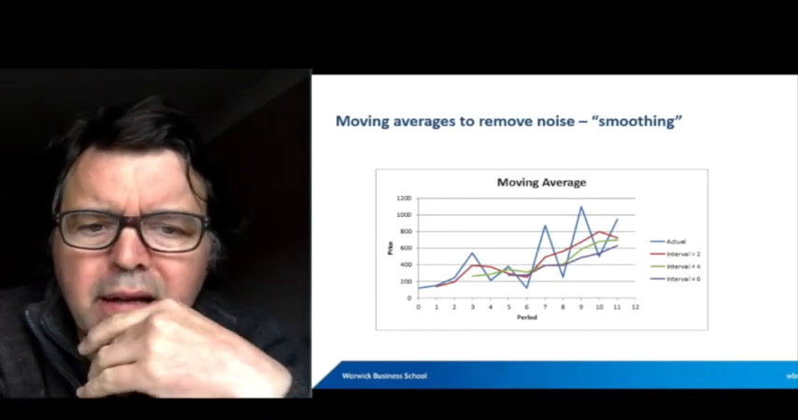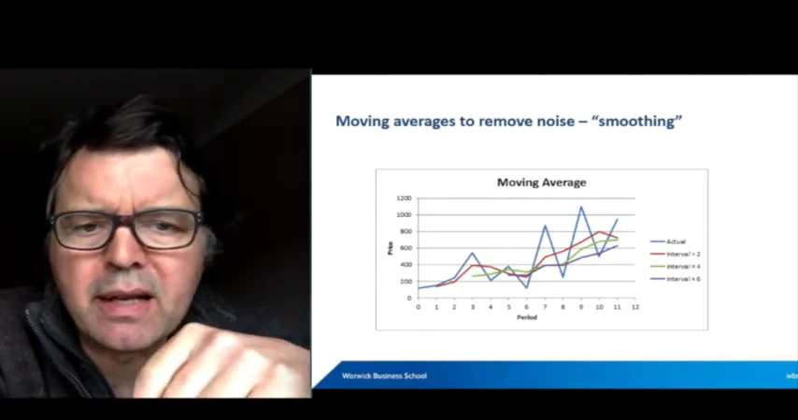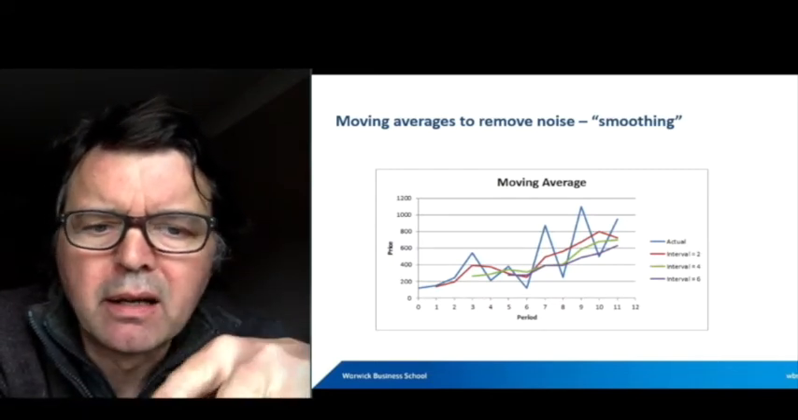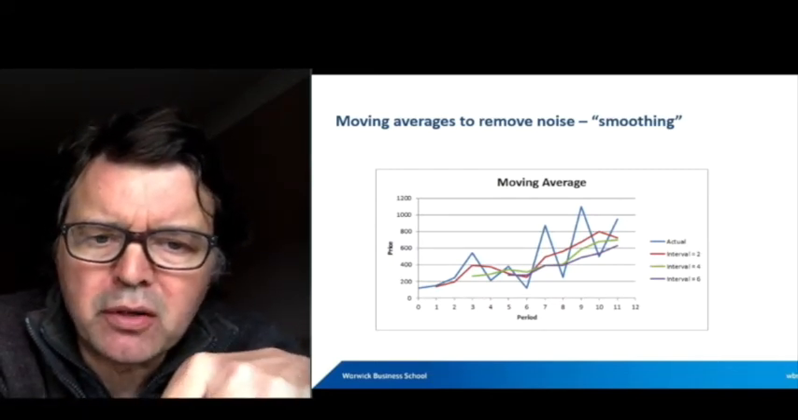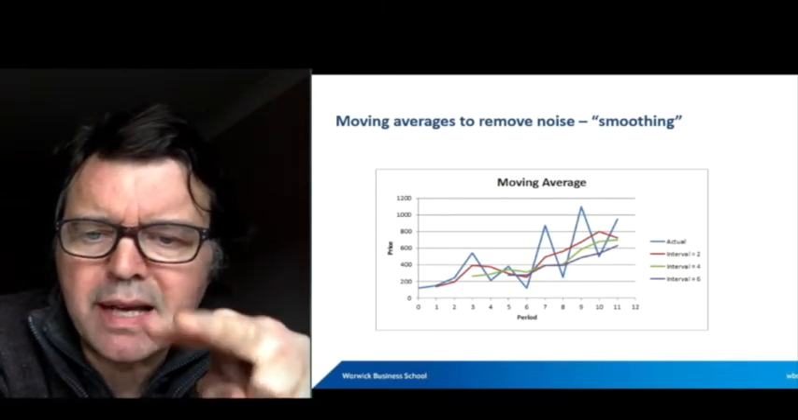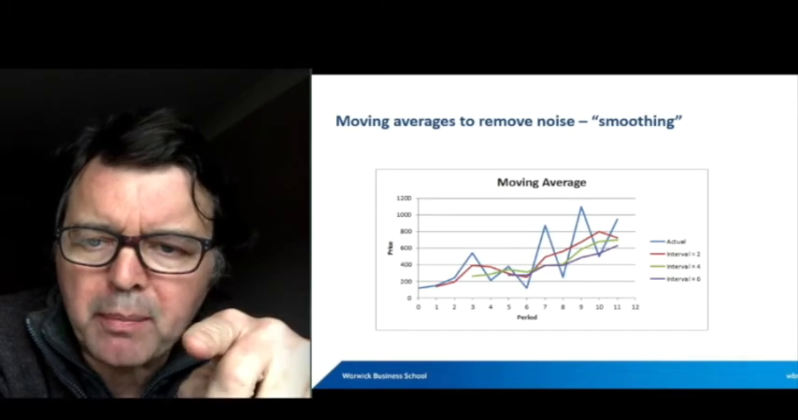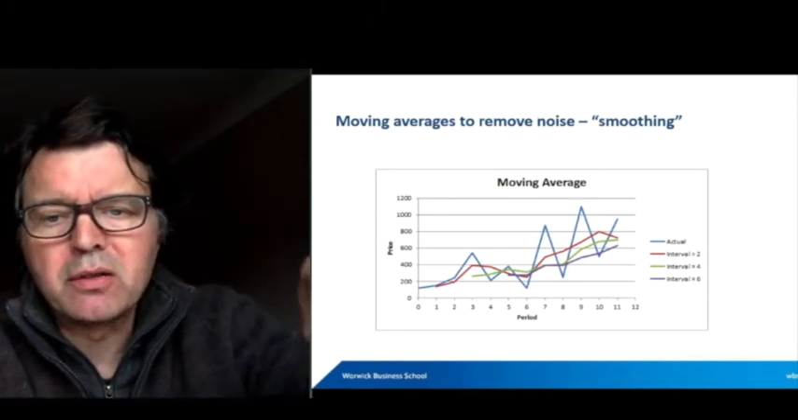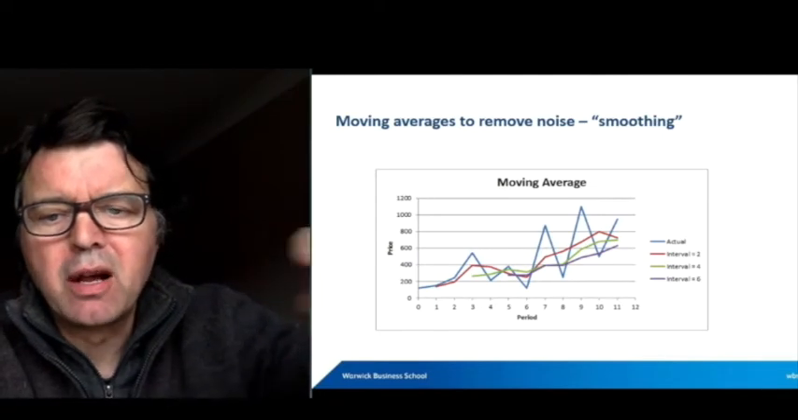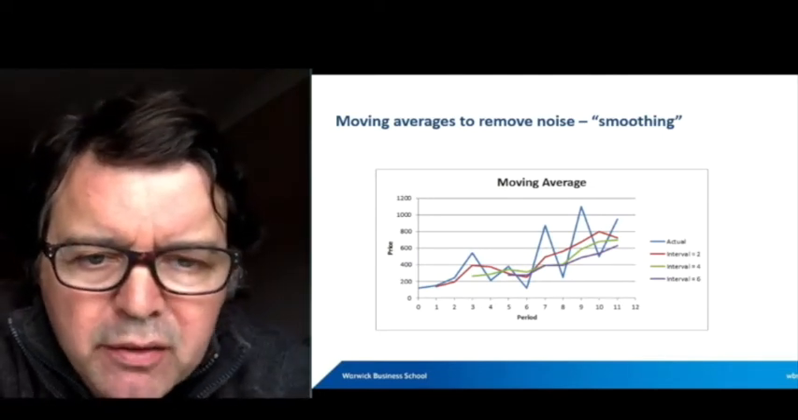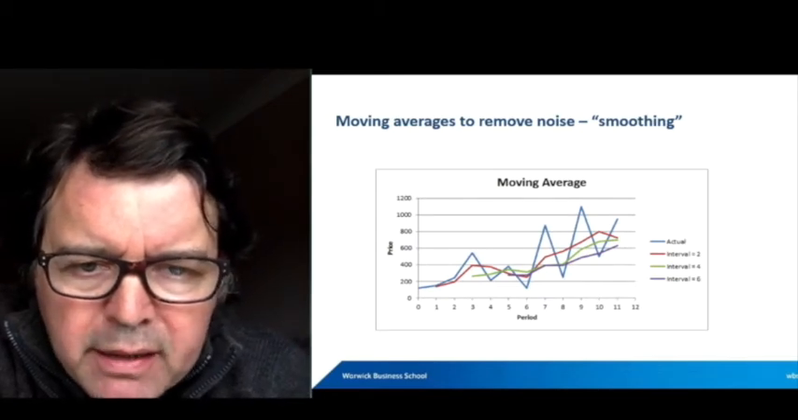When data goes up and down quite a lot, it can be difficult to see the underlying trend in the data. So what people do is they take a moving average. For example, with an interval of 2, they'll take two adjacent data points, take the average, and plot that point. They'll just go along 2 by 2 by 2, taking the average and then plotting the average value. Interval 2 is the red line.